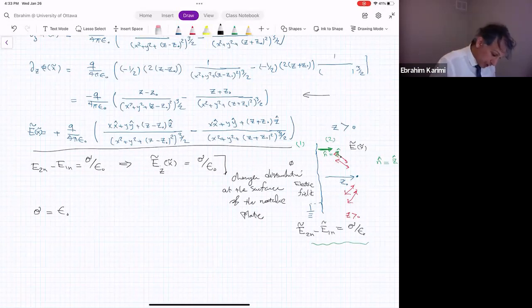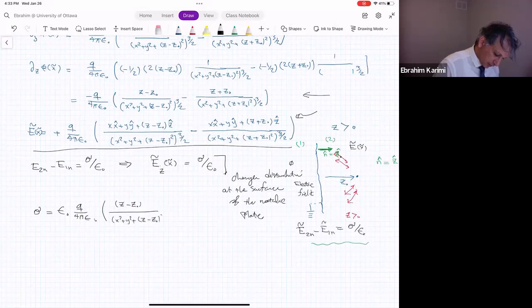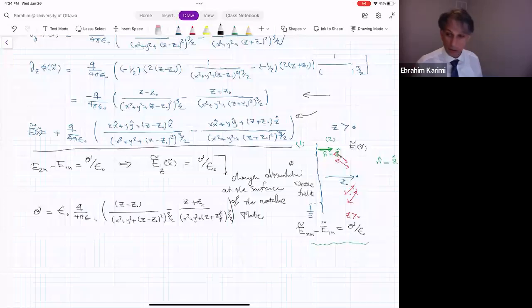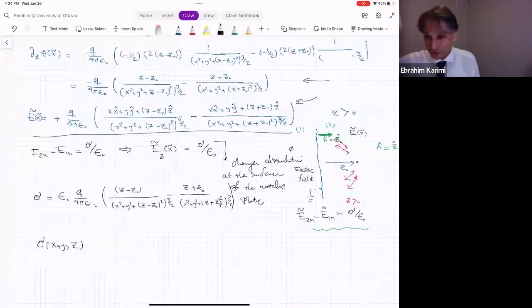All right. So it will be Q divided by 4 pi epsilon naught, and here, guys, only the z components will play a role: z minus z0 divided by x squared plus y squared plus (z minus z0) squared, to the power of 3 halves, minus (z plus z0) divided by x squared plus y squared plus (z plus z0) squared, sorry, plus z0, to the power of 3 halves. Good. I find that there is a charge distribution here, which is a function of x, y, and z, and of course z0, the location of that charge.